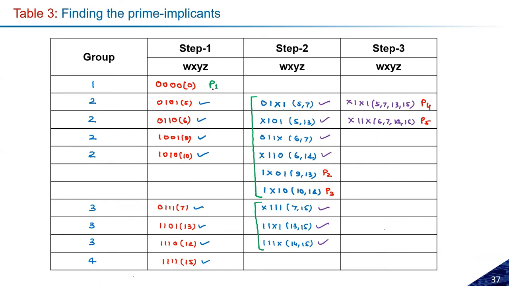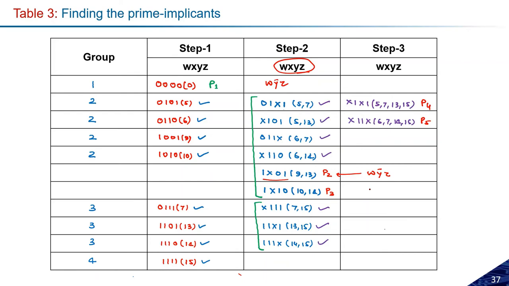Okay. So the first prime implicant is 0, 0, 0, 0. The second prime implicant is 1 cross 0, 1. 1 cross 0, 1 means what? The digit which is crossed will be removed. So here I have the combination W, X, Y, Z, right? If the combination is 1 cross 0, 1, it will become W, Y bar, and Z. So this is equivalent to W, Y bar, Z. The digit which is crossed, we will remove it.